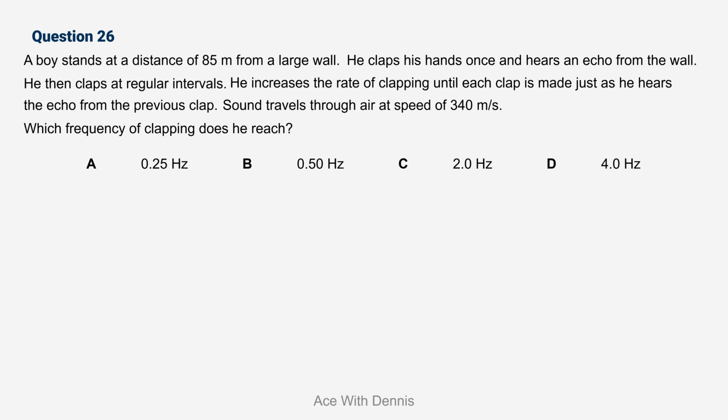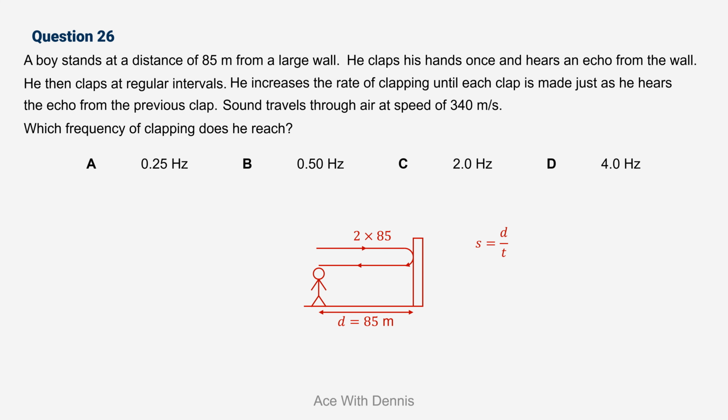To illustrate the situation here, let's look at this diagram. So the boy is at a distance of 85 meters from this wall. This is how the sound travels from the boy towards the wall, then bounces back and travels back to the boy. So the total distance traveled by the sound is 2 times 85 meters.